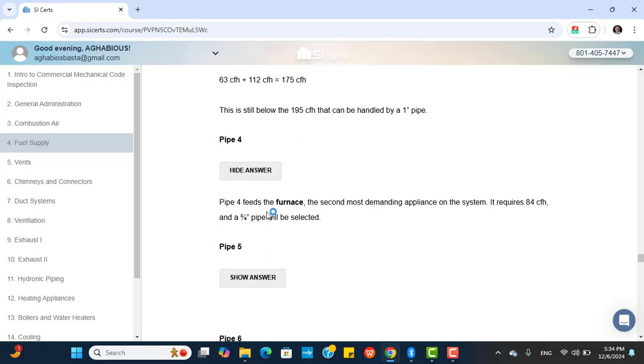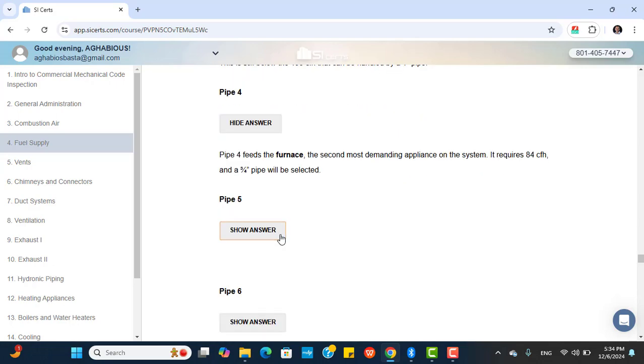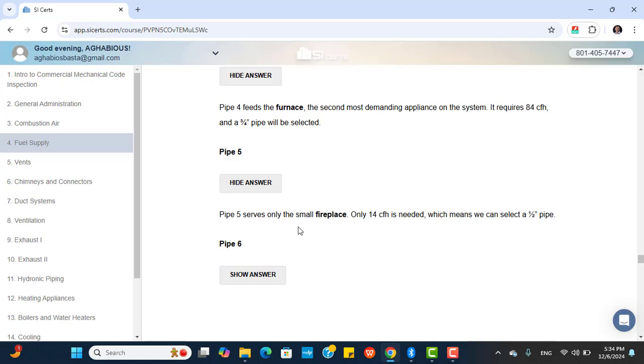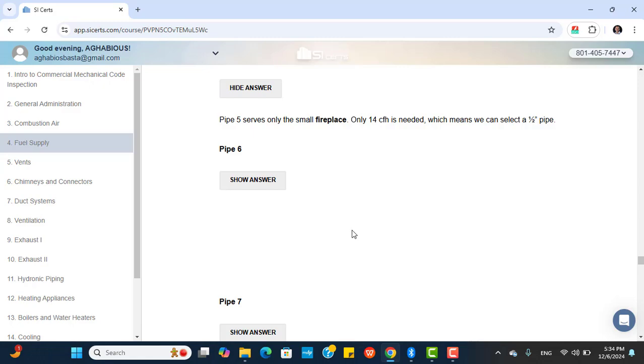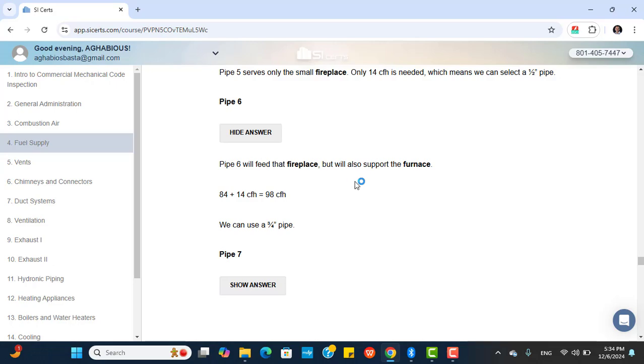Pipe number 4 feeds the furnace, the second most demanded appliance on the system. It requires 84 CFH and 3/4 inch pipe will be selected. Pipe number 5 serves only the small fireplace. Only 14 CFH is needed, which means we can select half-inch pipe. Pipe number 6 will feed the fireplace but will also support the furnace. 84 plus 14 CFH gives us 98 CFH. We can use 3/4 pipe.